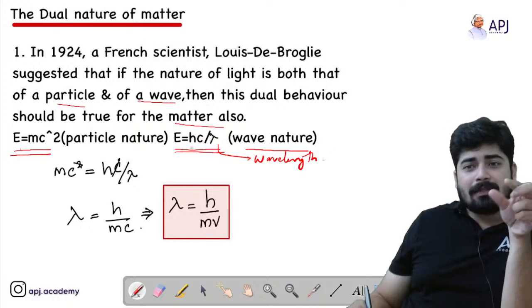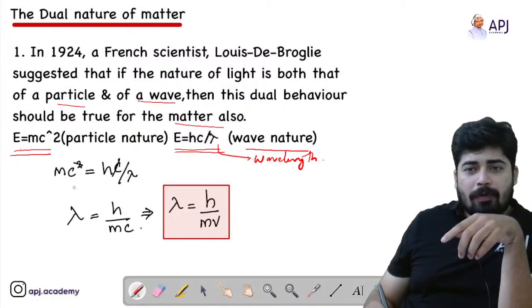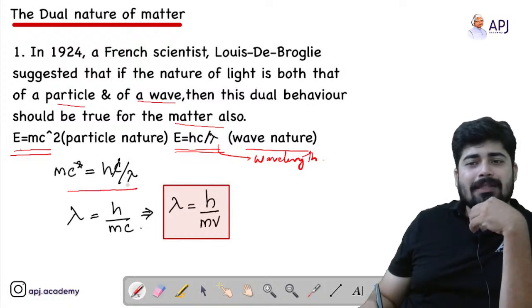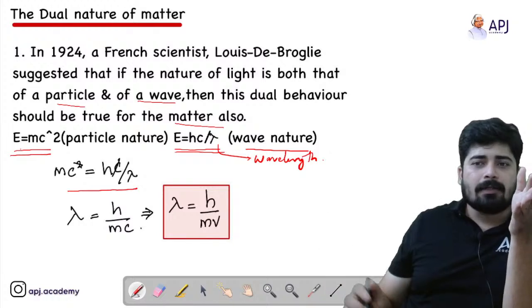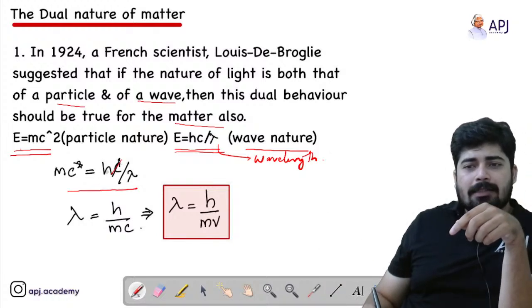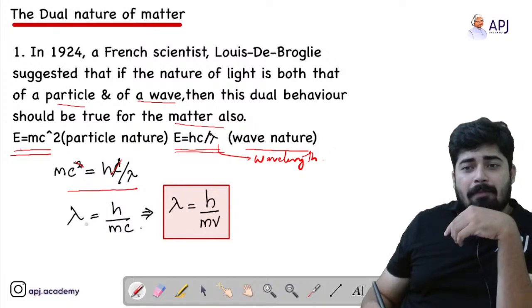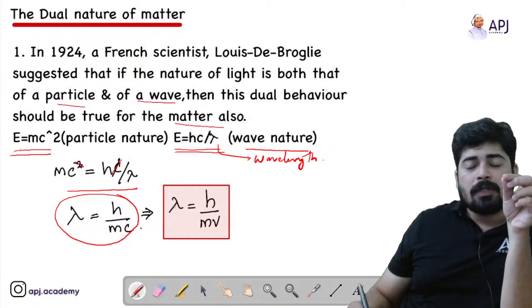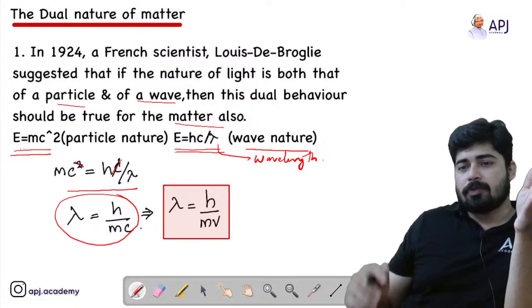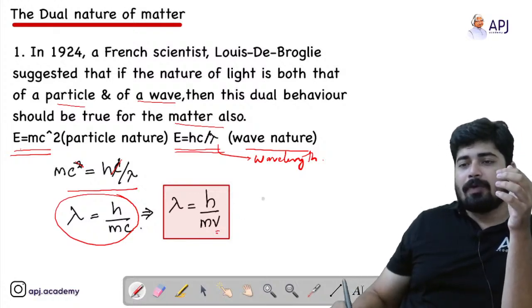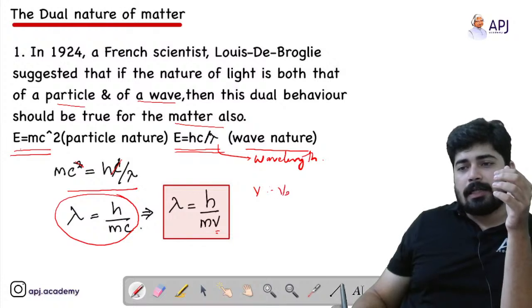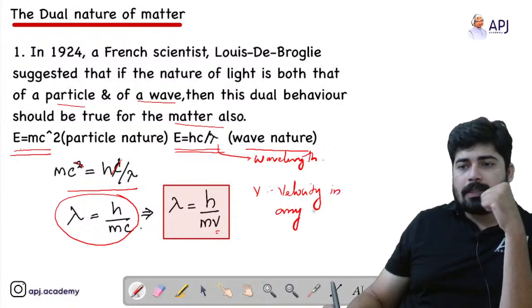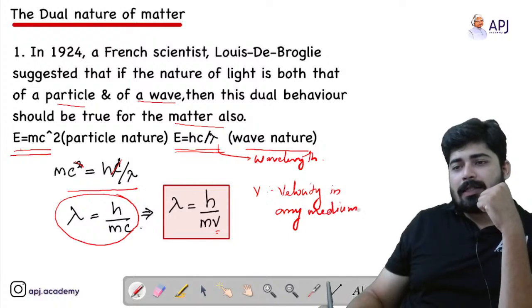So for a particular matter, the particle nature and the wave nature energies should be equal. So when we equate this, mc square is equal to hc by lambda. I can cancel this c from both the RHS and LHS, so we get mc is equal to h by lambda. That means lambda is equal to h by mc. And we know that c is the velocity of light in vacuum. We are not discussing anything with regard to vacuum, so I replace the c with v. v is the velocity in any medium. So what is the value of lambda?